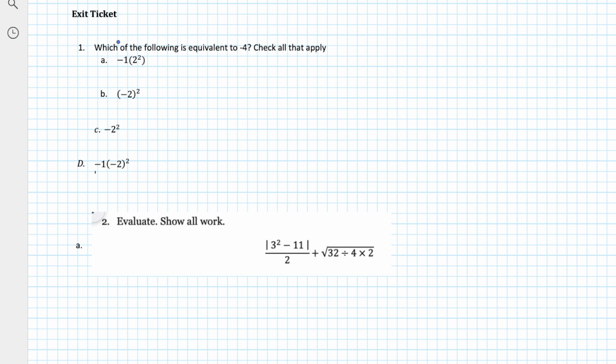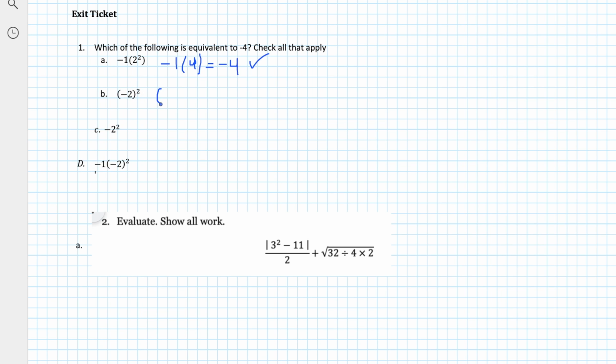This is my procedure for answering this type of exit ticket. Parentheses is first, and inside the parentheses, it's not multiplication, not division, it's exponents. So I do 2 squared, which I know is 4, and then negative 1 times 4 is negative 4. Is that what we need? Yes, it is equivalent. Check off.